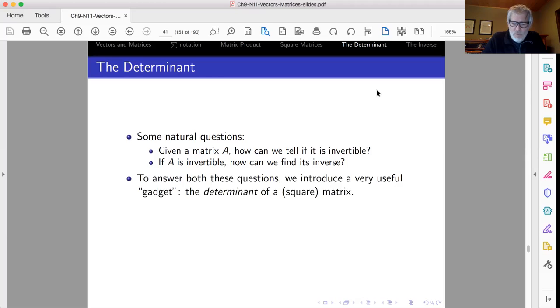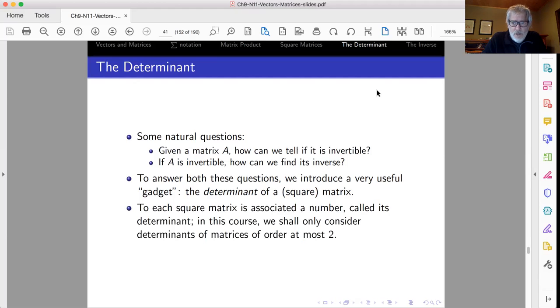So we're going to look at a very nice tool, which is called the determinant of a square matrix, and it's a number. You have a square matrix, and from its entries you compute a single number, which is called the determinant of the matrix. This exists for any size matrix, for any order n, but we're going to look at matrices of order 1 or 2, and I'm going to talk very briefly about matrices of order 3, how to compute the determinant, but it gets a little more complicated.